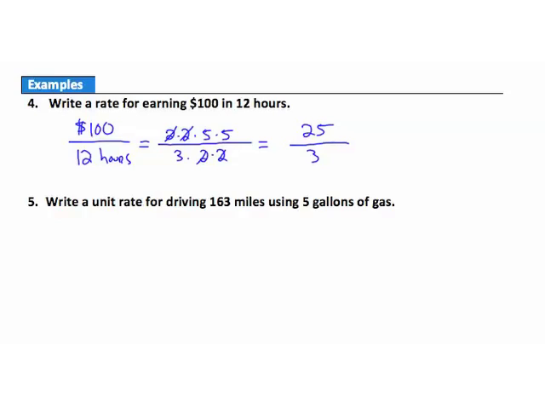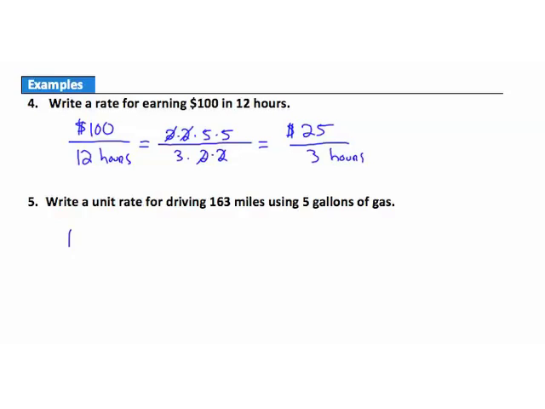In the numerator I needed money, so that was $25. And in the denominator I need hours. So the simplified form of this rate is $25 to 3 hours. Example 5. Write a unit rate for driving 163 miles using 5 gallons of gas.